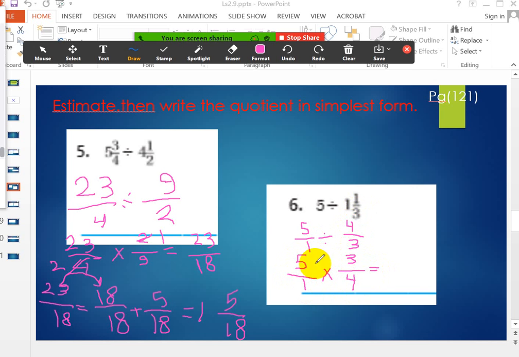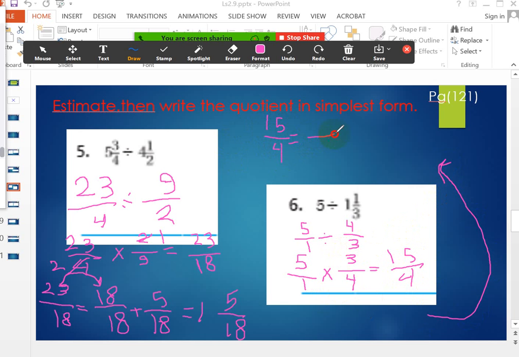Now let's multiply. 5 multiply 3 equals 15. 15 over 4. Very good. Let's write this number in the simplest form. Girls, I will write it here up, okay? 15 over 4.